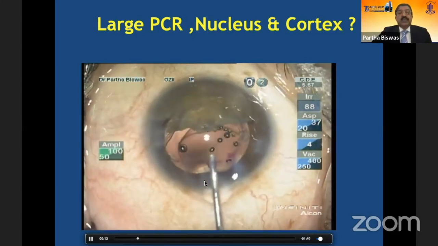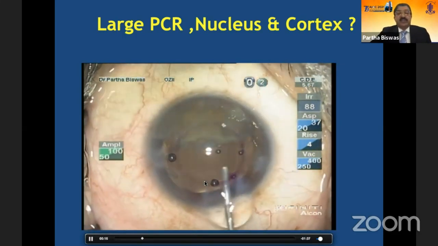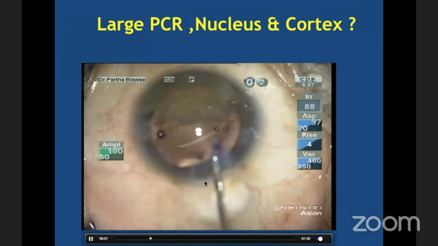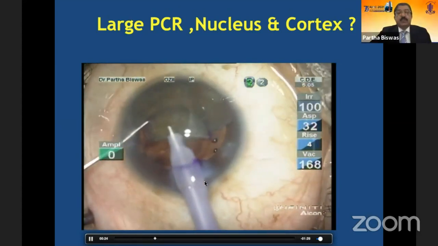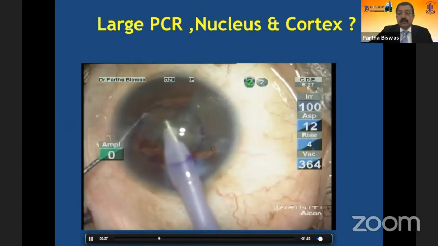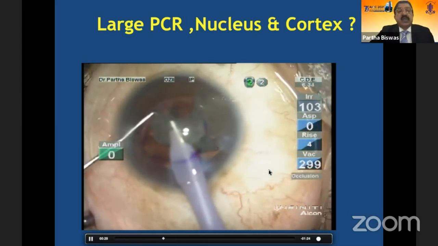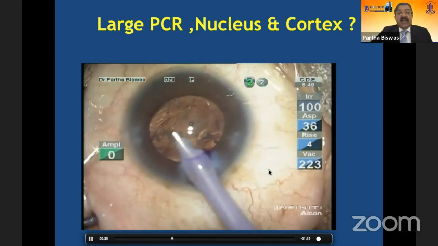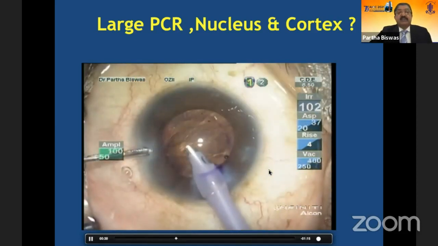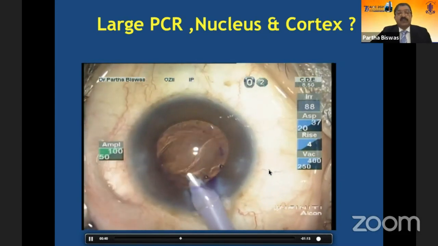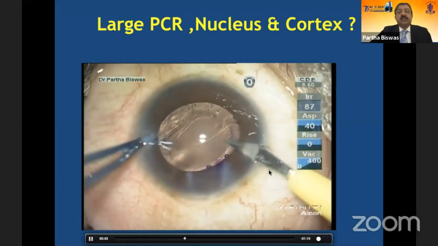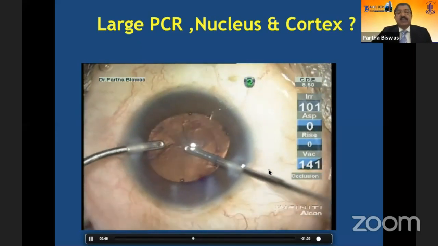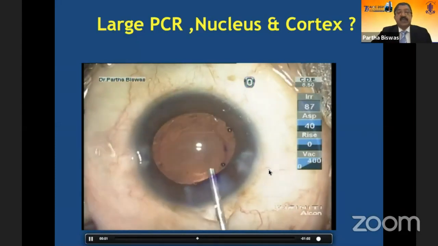So what we would do is fill in with high molecular weight viscoelastic, push the nucleus far back, and get as much viscoelastic as possible into the anterior chamber, with as little turbulence as possible, all the time injecting the viscoelastic and removing the phaco needle with viscoelastic in place. Here is a situation where I think there is not much vitreous prolapse into the anterior chamber.